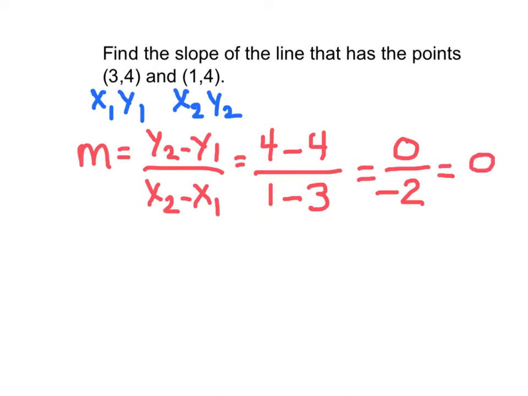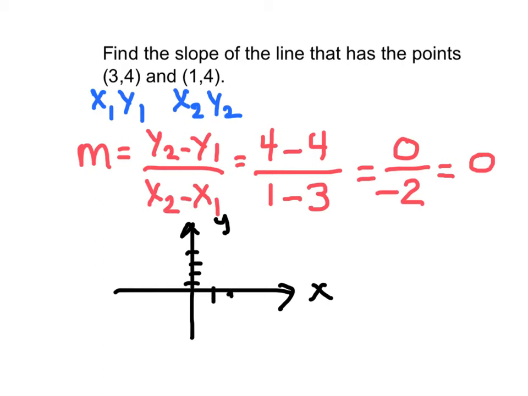And if you think about it, that makes sense, because if I did a quick sketch of my y and x values, okay, so 1, 2, 3, 4. So here's the point 3, 4 would be here. The point 1, 4 is there. I have a horizontal line, which has a slope of 0.